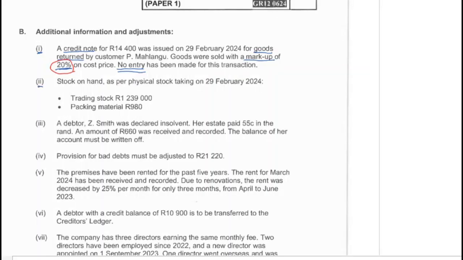In adjustment number 2, it says stock on hand as per physical stock taking on 29 February 2024. And it says trading stock is 1,239,000.